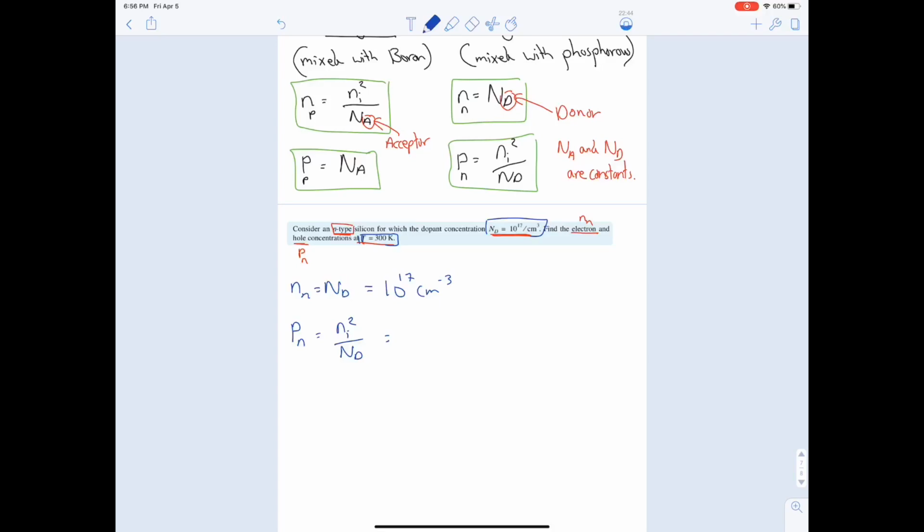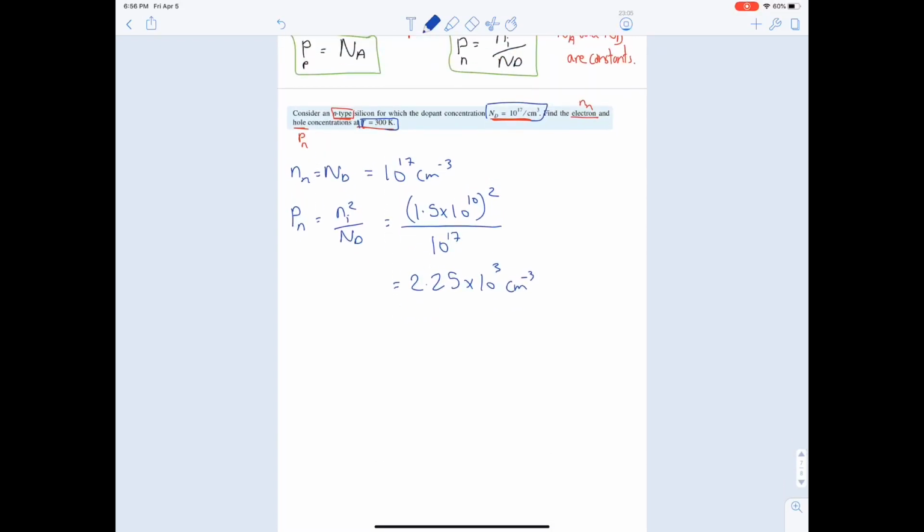We can memorize the answer. It's 1.5 times 10 power of 10, squared, divided by Nd. Nd is 10 power of 17. This will give us 2.25 multiplied by 10 power of 3 per centimeter cube. Okay? Those are the answers. It's easy. You just need to know the appropriate equations, so you can plug in.